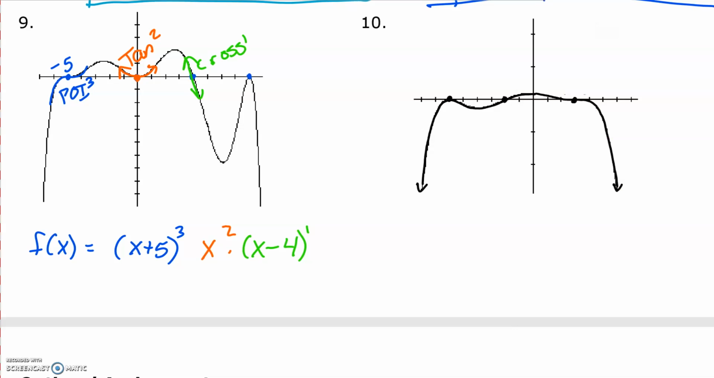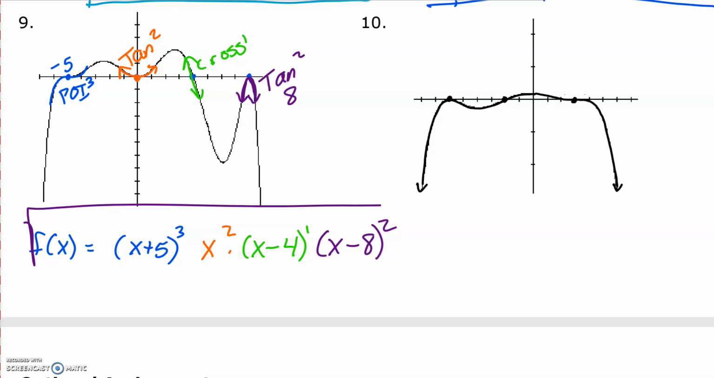And our last term, let's go for purple. That's clearly a tangent. Looks like a quadratic. So tangent would be x, and then the point itself is 1, 2, 3, 4, 5, 6, 7, 8. Minus 8 squared. And there we have it. That's our polynomial written out. Okay, let's go ahead and take a look at our last problem.